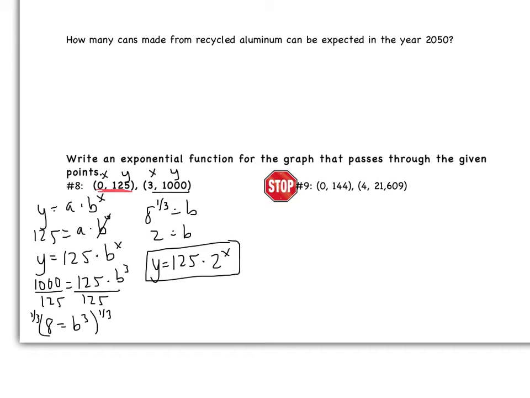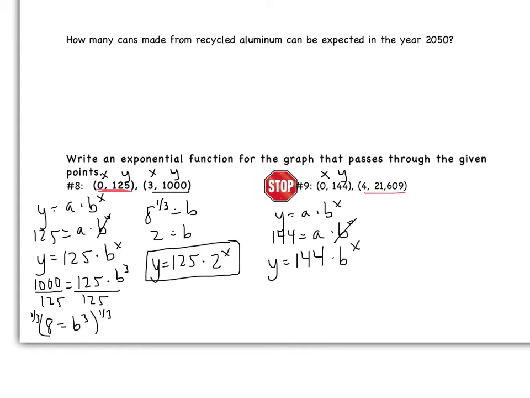Okay, let's see how we did. So we're going to start with y equals a times b to the x. My first point is x comma y, so I have 144 equals a times b to the 0. B to the 0 is just 1, so I have a equals 144. Now my equation is y equals 144 times b to the x.